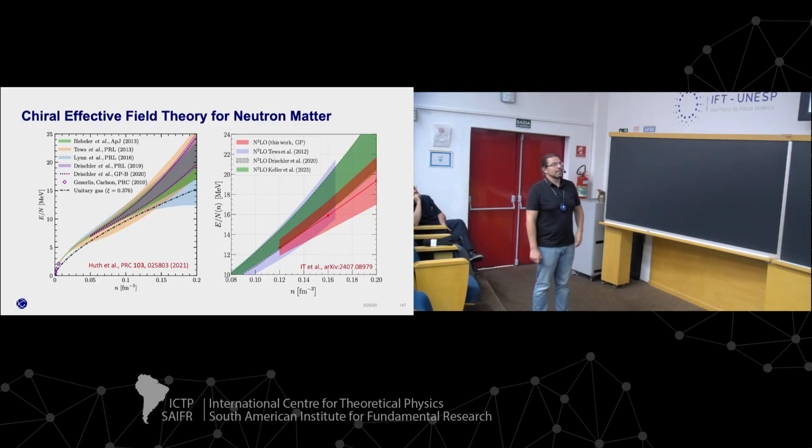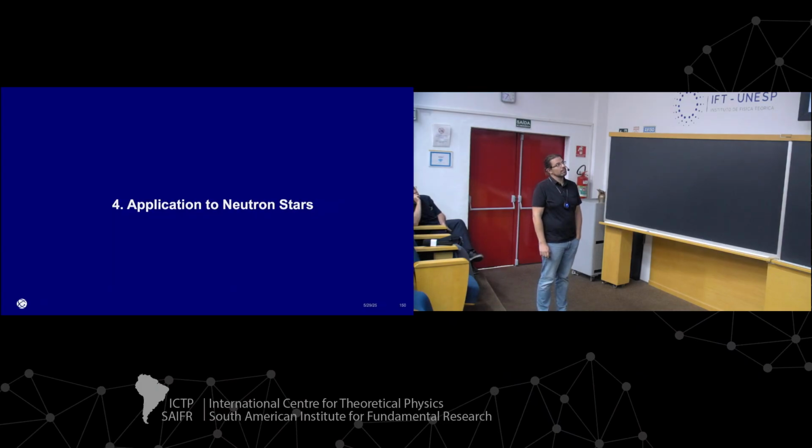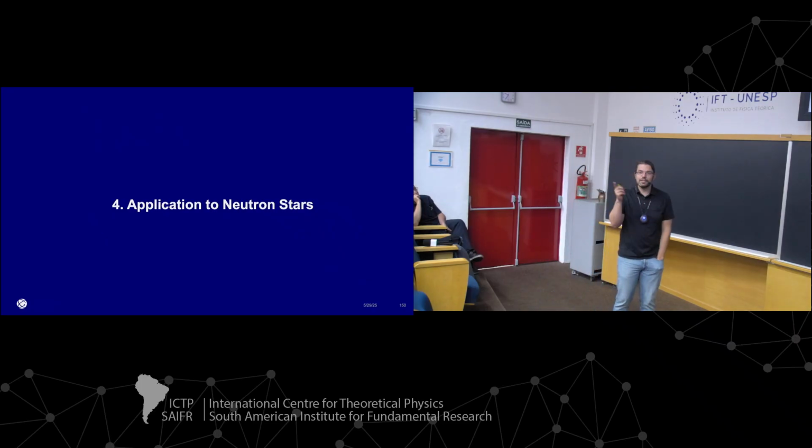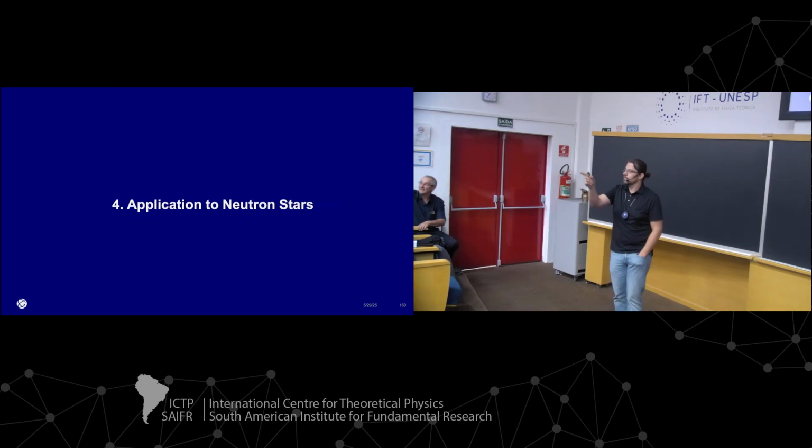Okay, there's another calculation, maybe a more recent comparison between different bands, but still nothing really changes, right? You have some differences, but overall everything agrees quite well. So now I want to apply this to neutron stars. But before, is there any other question on dense matter, on nuclear matter?